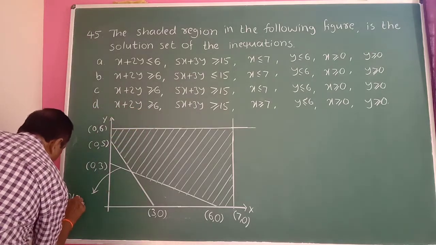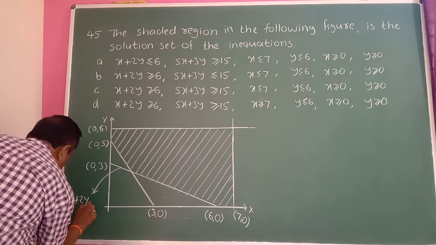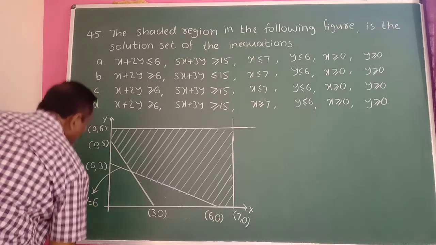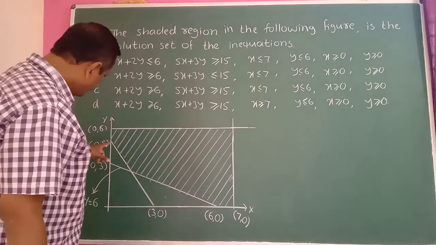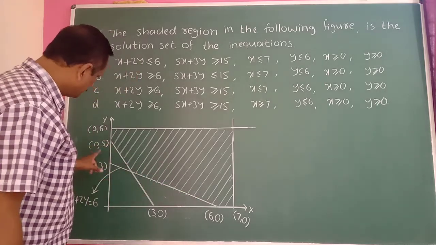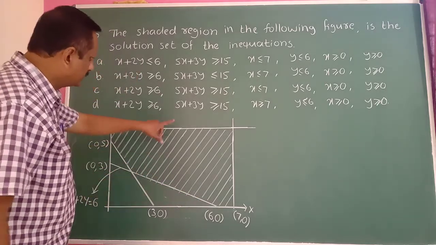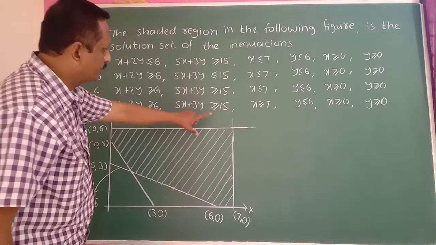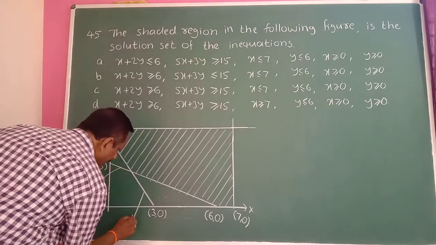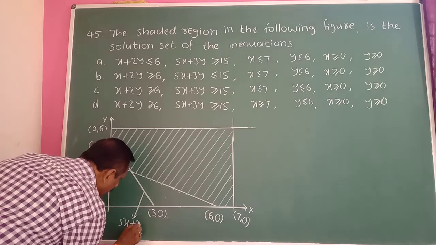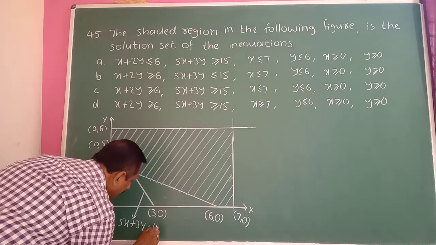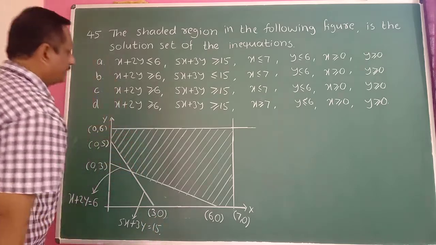x plus 2y is equal to 6 here. The line passing through these 2 points, (0, 5) and (3, 0), has the equation 5x plus 3y is equal to 15.